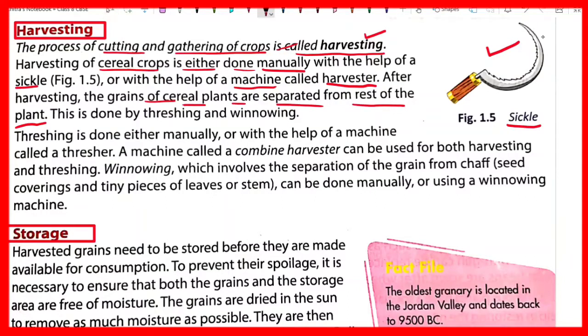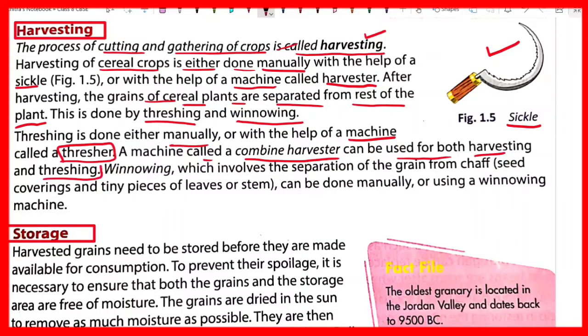The removal of seed is done by the harvester or by traditional methods. This process of removal of seed grains from the crop is called threshing, and the tool we use for the removal of the seed is called a thresher. Threshing is done either manually or with the help of a machine. Just remember the name of that machine, the thresher. The machine called a combine harvester can be used for both harvesting and threshing.